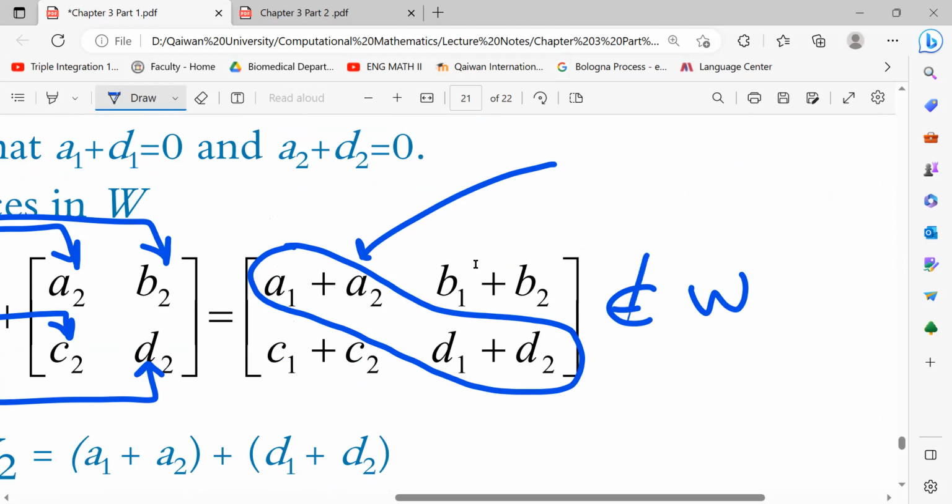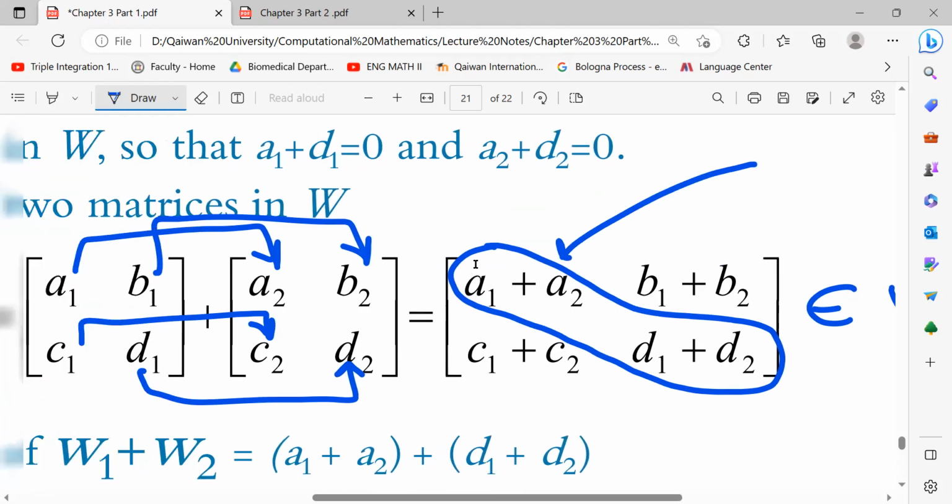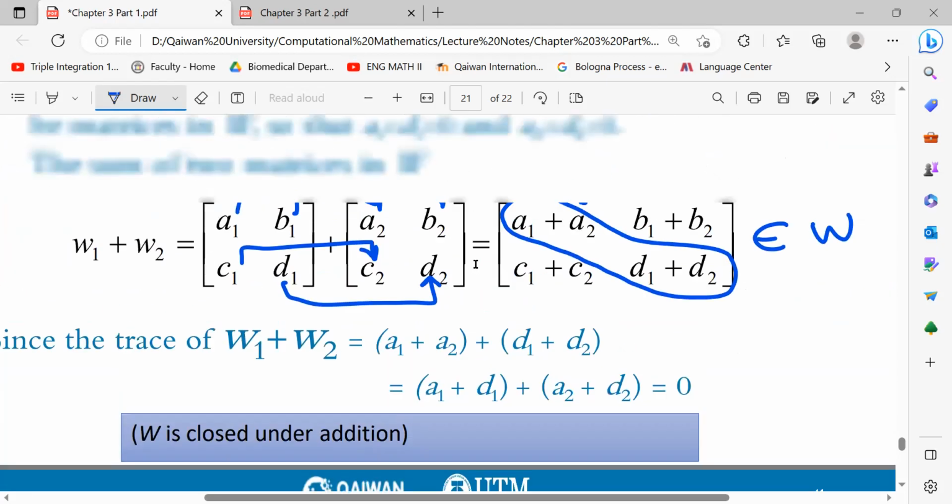If it wasn't 0, we would say it isn't in W. So W is not a vector space, not a subspace. We say W is not a subspace of M2 by 2. But if it satisfies both conditions, we say W is a subspace of M2 by 2. Okay, that's the first condition.